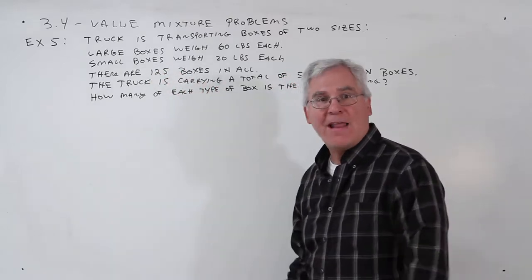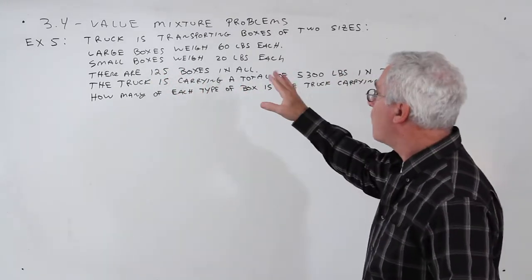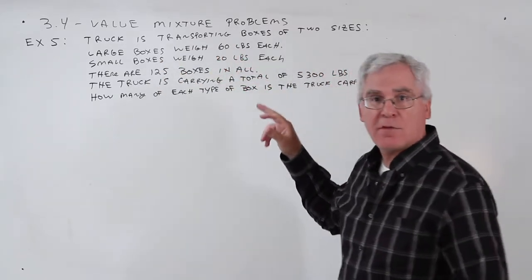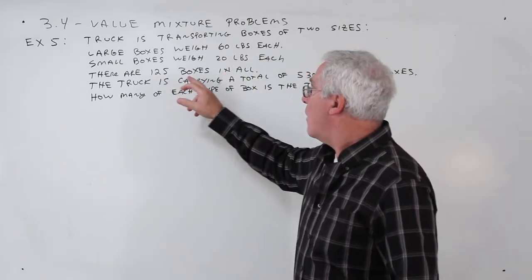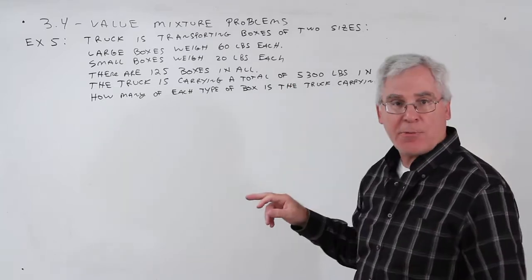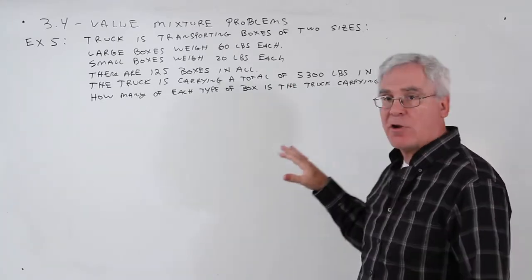Okay, now for the final example, and this is how it'll appear on Alex. Example 5. A truck is transporting boxes of two sizes. Large boxes, 60 pounds each. Small boxes, 20 pounds each. 125 boxes in all. Truck is carrying a total of 5,300 pounds in boxes. How many of each type of box is the truck carrying?